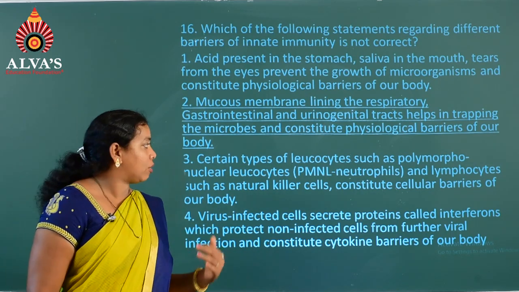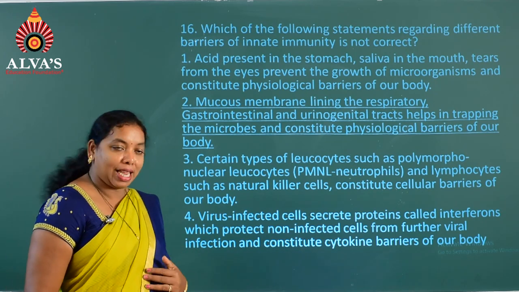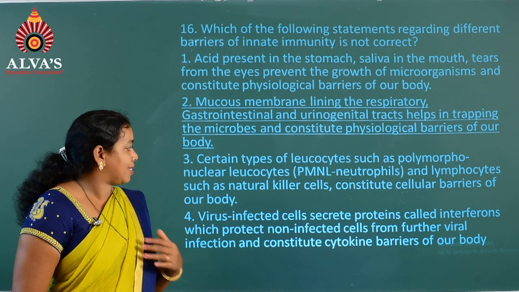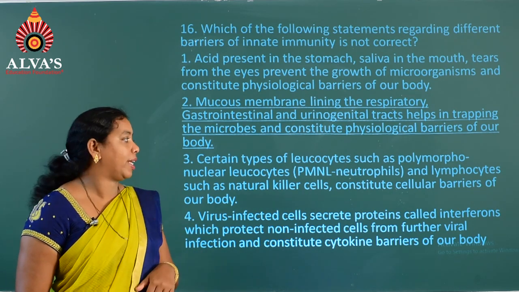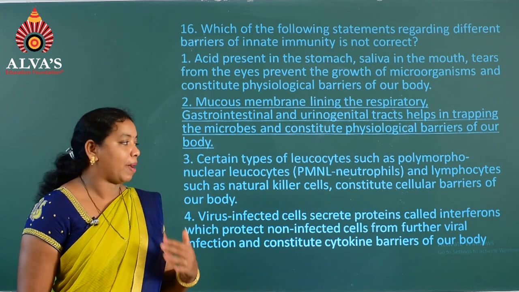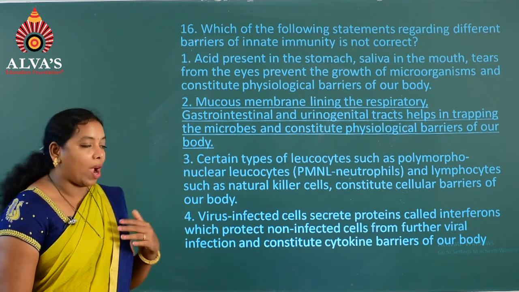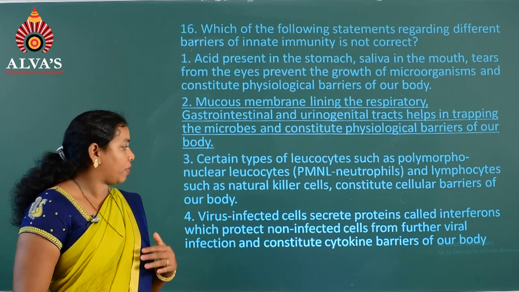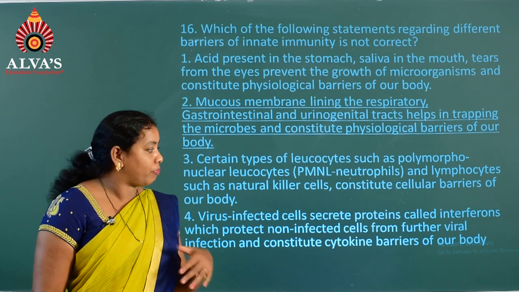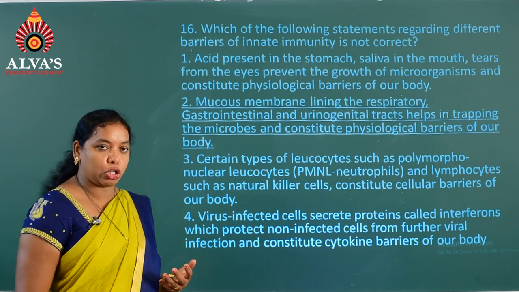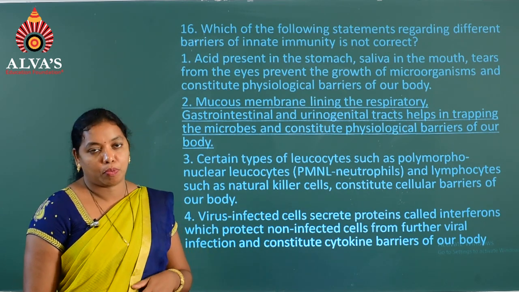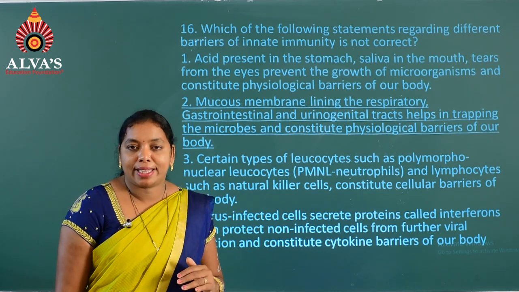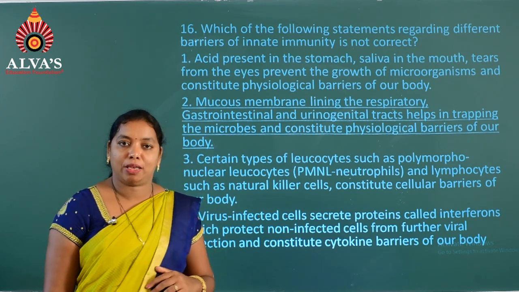Certain types of leukocytes such as PMNL, that is polymorphonuclear leukocytes, and lymphocytes such as NK cells, that is natural killer cells, constitute cellular barriers of our body. Virus infected cells secrete proteins called interferons, which protect non-infected cells from further viral infection and constitute cytokine barriers of the body. So here, if you consider innate immunity, it is also called non-specific immunity.